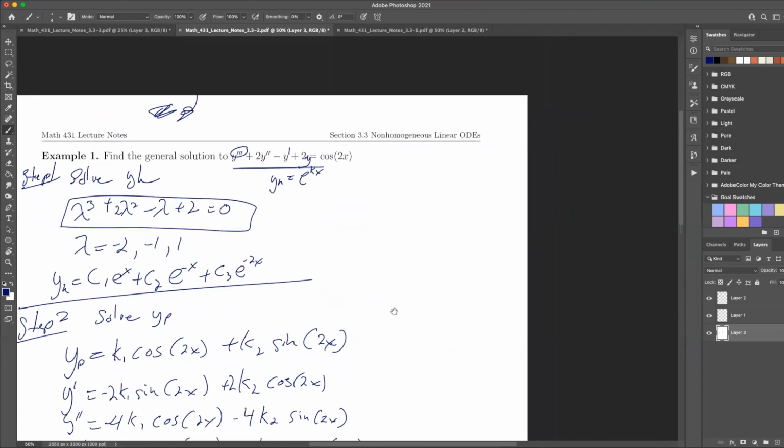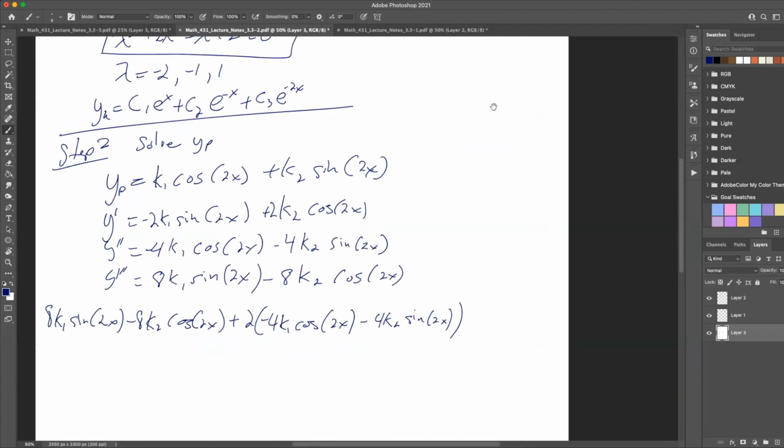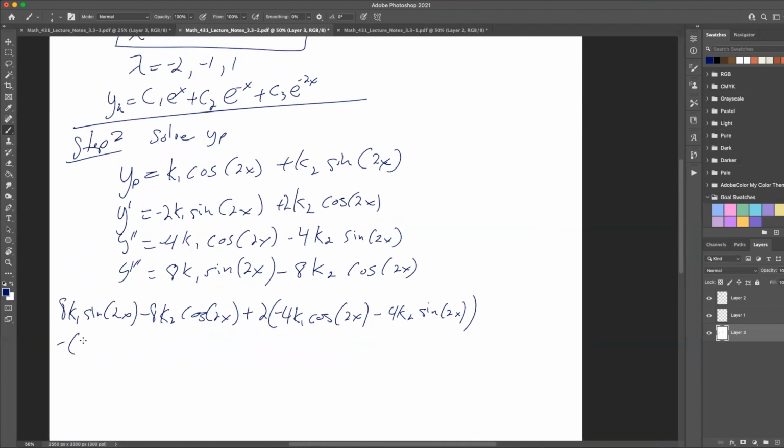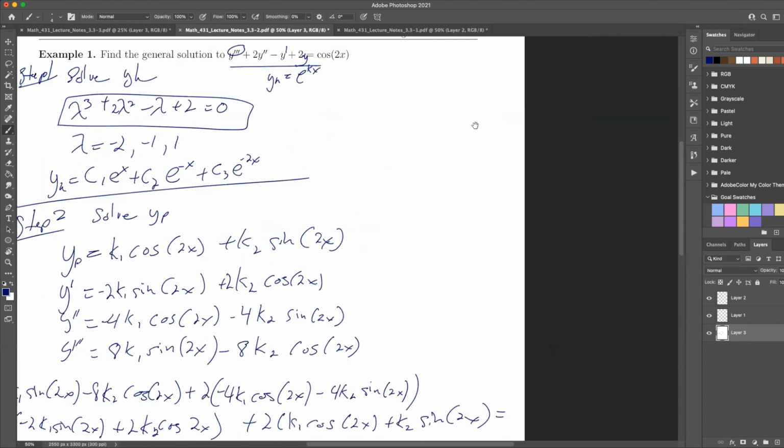So here, where I see the double prime, I'm plugging in double prime. Here for the y prime, I'll plug in that, so it'll be minus 2k1 sine of 2x plus 2k2 cosine of 2x, plus 2 times y, which we just read right here, k1 cosine 2x plus k2 sine of 2x. There we go. And this is going to equal cosine of 2x.